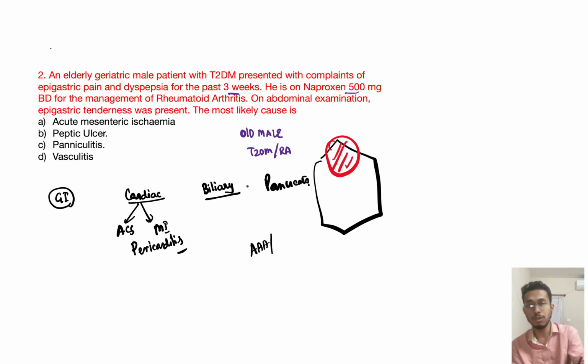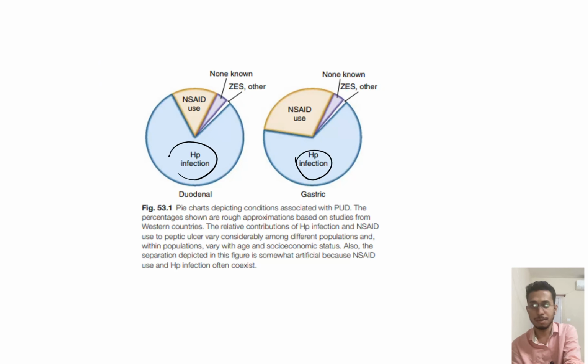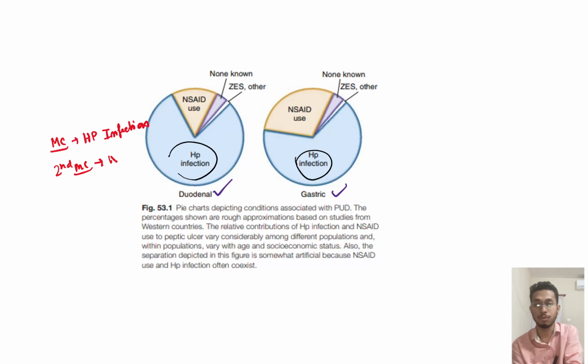Now, if you look at the case itself and the options, this is very easily identified. The patient was on Naproxen for the last 3 weeks with epigastric tenderness. It suggests the etiology to be peptic ulcer. Even if you look at what Sleisenger mentions about the causes of duodenal as well as gastric ulcer, you can see from the pie chart itself that the most common cause is H. pylori infection and the second most common cause is NSAIDs.